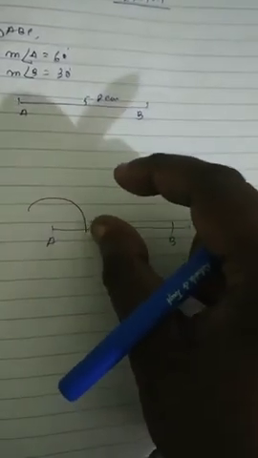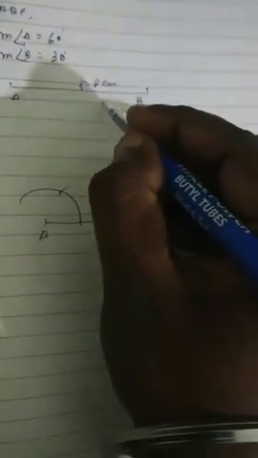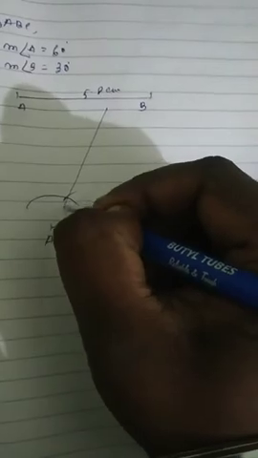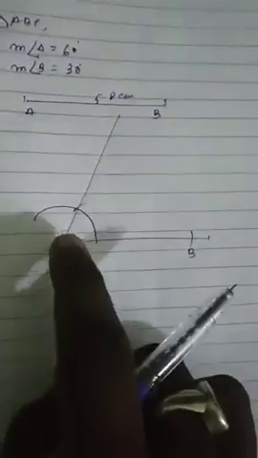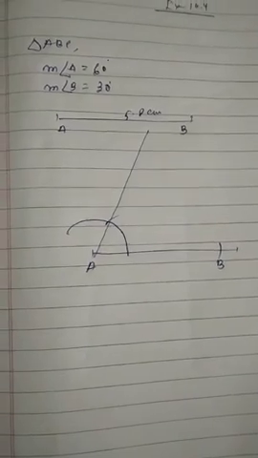Place it at this point and give one arc. Now place it at this point and give one arc. Join them. The angle which you have formed, the measure of this angle, is 60 degrees.